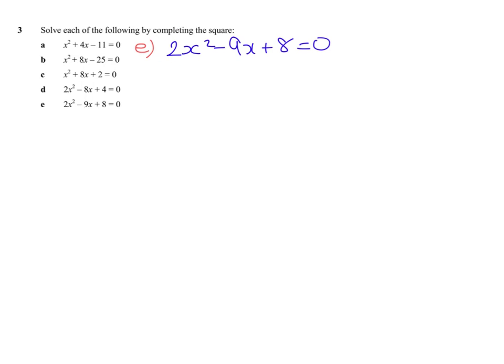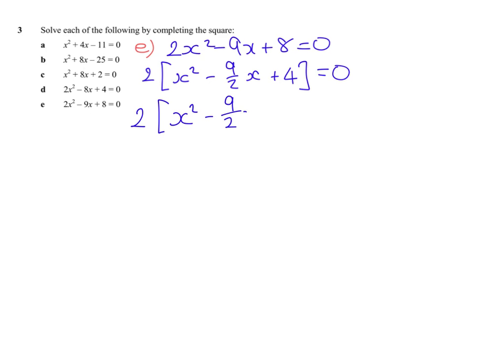We've got to get rid of that 2. So we end up with x squared minus 9 over 2x plus 4 equals 0. Okay, so I've just left this as a fraction, and it ends up working out nice in the end. Looks a little bit ugly, but don't stress. So I've got my 9 over 2x.